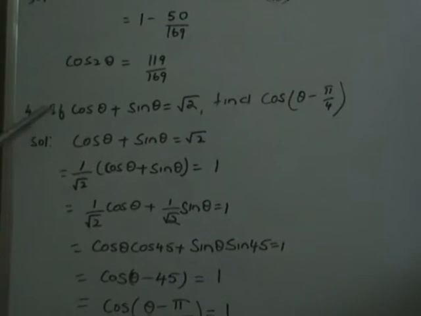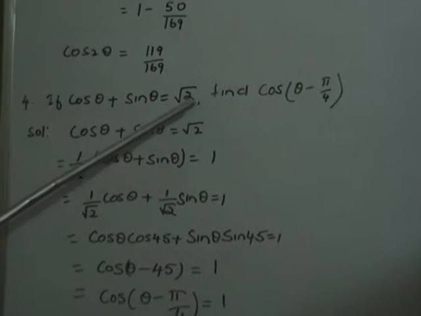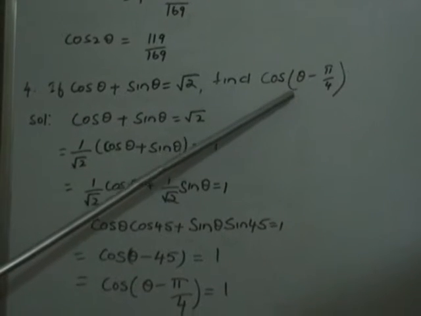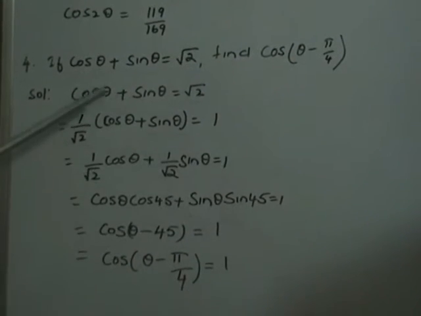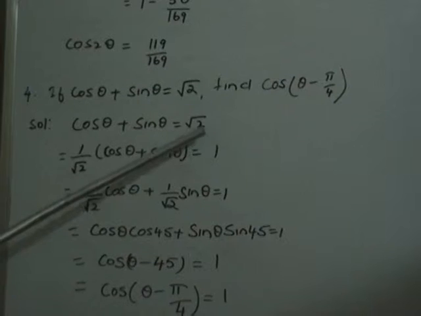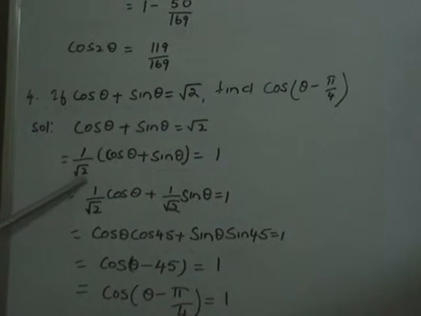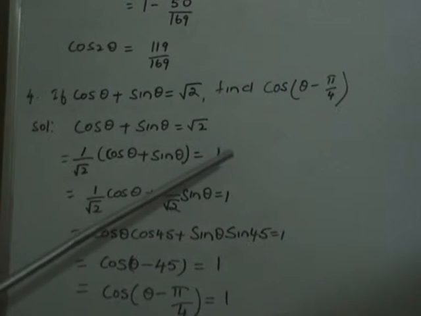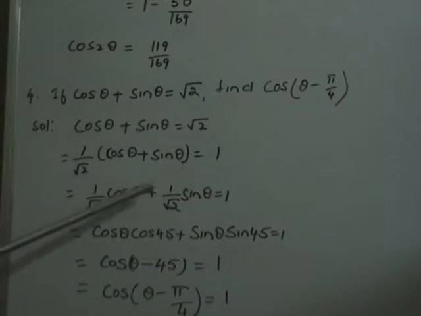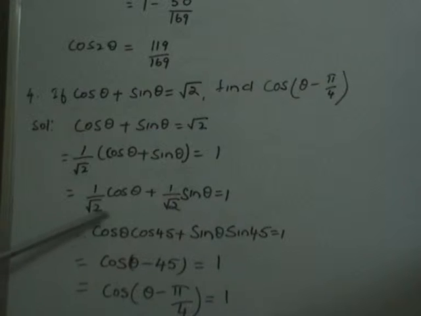Again another example: if cos theta plus sin theta is equal to root 2, find the value of cos of theta minus pi by 4. Given cos theta plus sin theta is root 2. This can be written as, bringing the root 2 here, 1 by root 2 into (cos theta plus sin theta) is equal to 1. 1 by root 2 cos theta plus 1 by root 2 sin theta is equal to 1. 1 by root 2 is nothing but cos 45, and again 1 by root 2 here is nothing but sin 45.